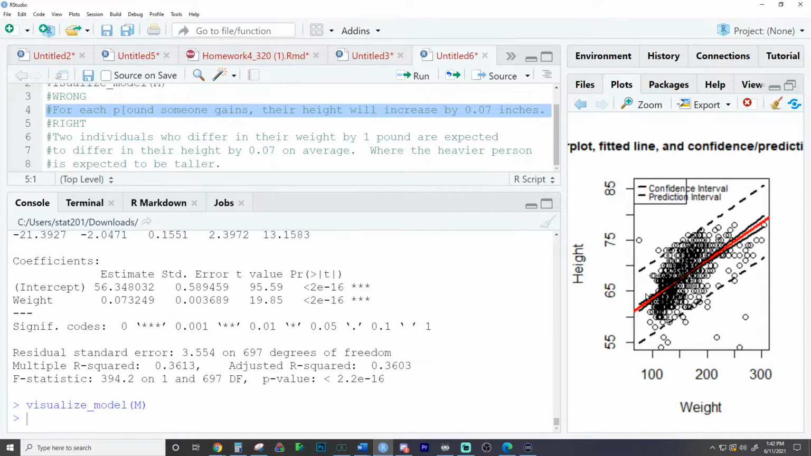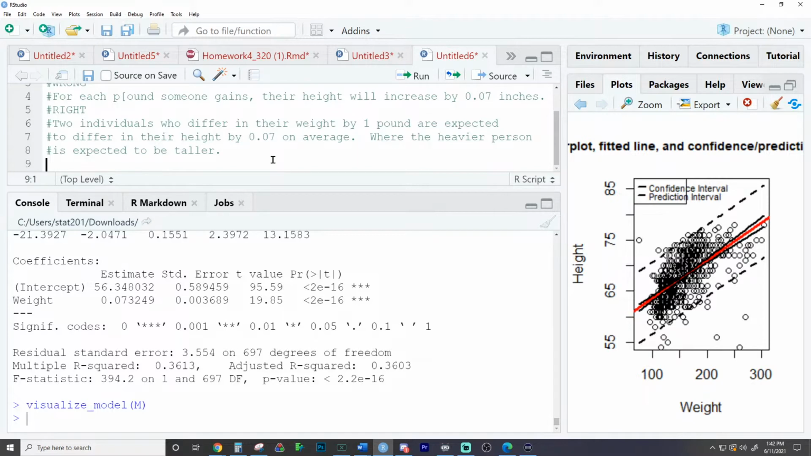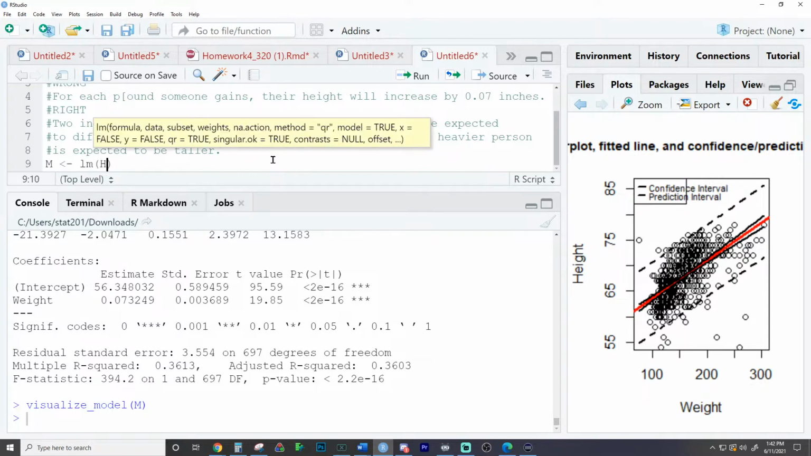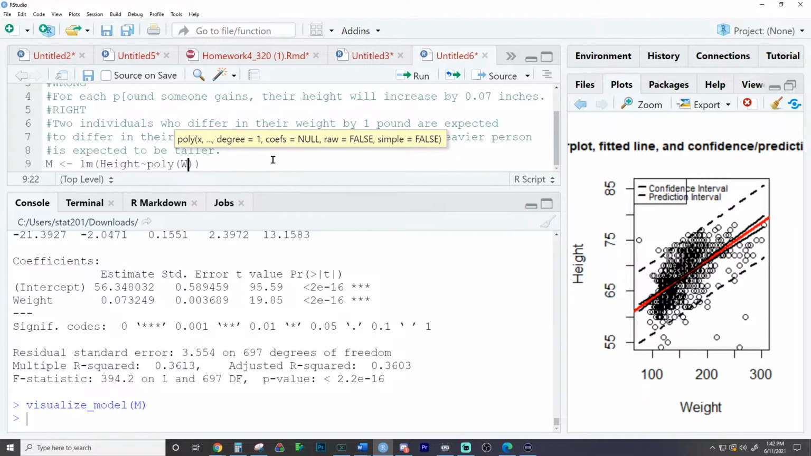A 1 pound difference between the two individuals is the same, until we add polynomial terms. And that's the last little bit right here. If we add a polynomial, which is going to make this way harder, the coefficients really lose their meaning. I'm going to have to build them all, and then we're going to get to Michaela's question. We're going to go poly. The interpretation, I've just never found a good way to interpret this.